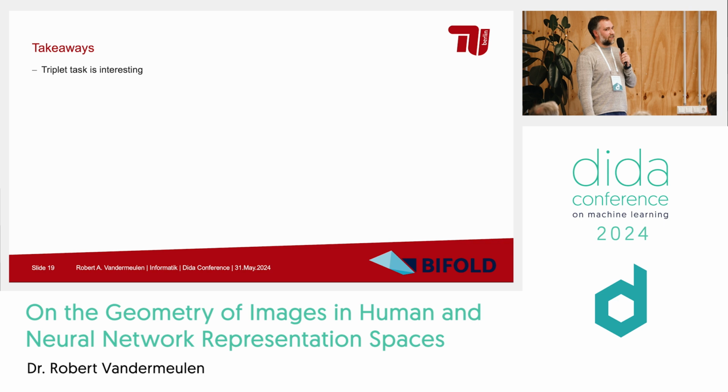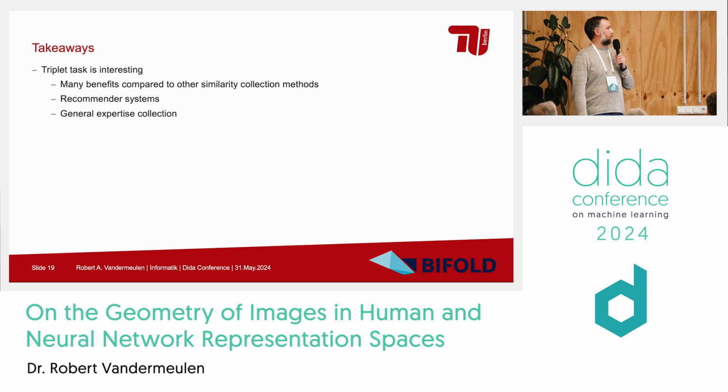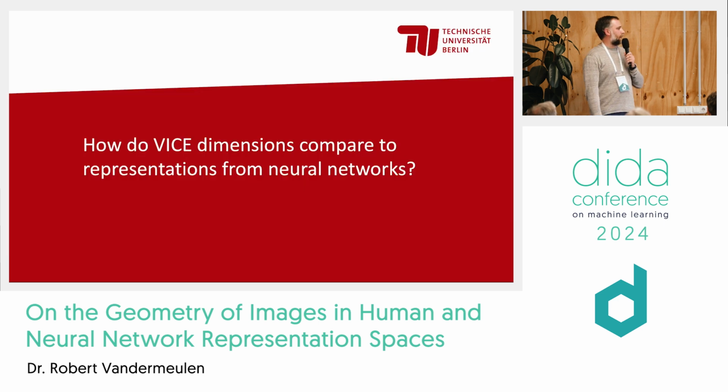Takeaways: the triplet task is interesting. There are a lot of benefits to this compared to other ways of collecting data, like the Likert scale, or arranging objects so that similar objects are near each other. It's useful for something like recommender systems. It's a natural way of collecting data from people, including general expertise collection. Perhaps you want to do some sort of unsupervised learning from an expert and give them a simple task to do. This is a way to do it. And Vice has good sample efficiency and representation consistency.